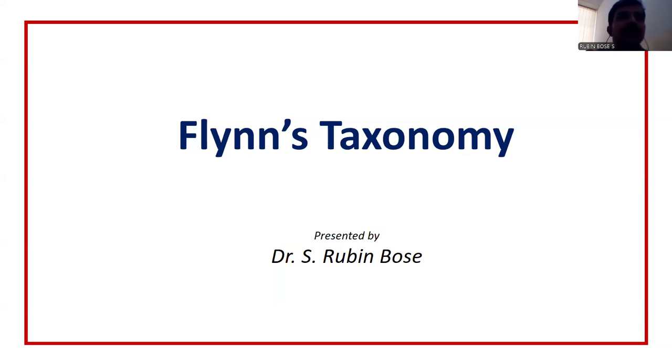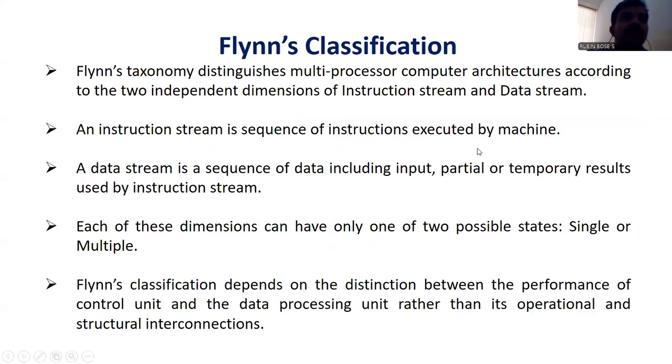Today we are going to discuss Flynn's taxonomy. Flynn's taxonomy distinguishes multiprocessor computer architectures according to the two independent dimensions of instruction stream and data stream. So what is an instruction stream? An instruction stream is a sequence of instructions executed by the machine, and a data stream is a sequence of data including input, partial or temporary results used by the instruction stream.